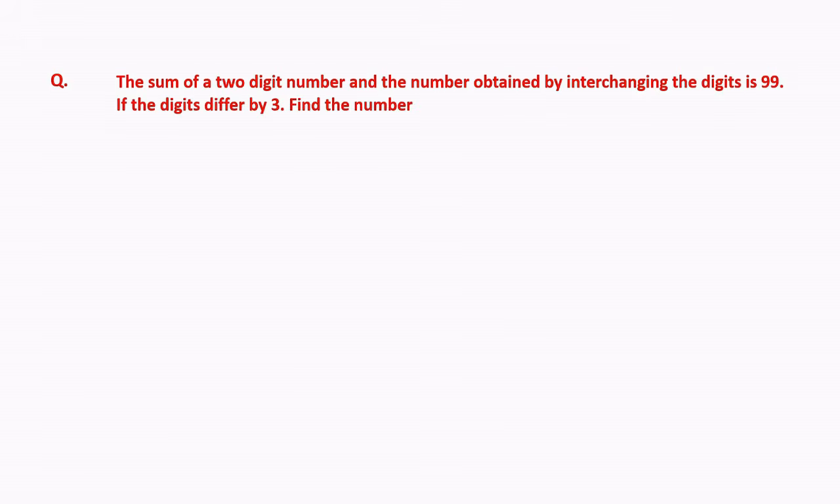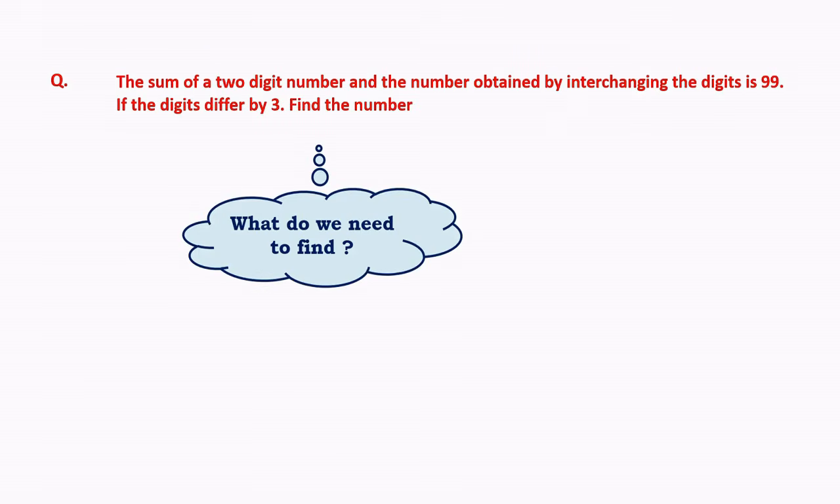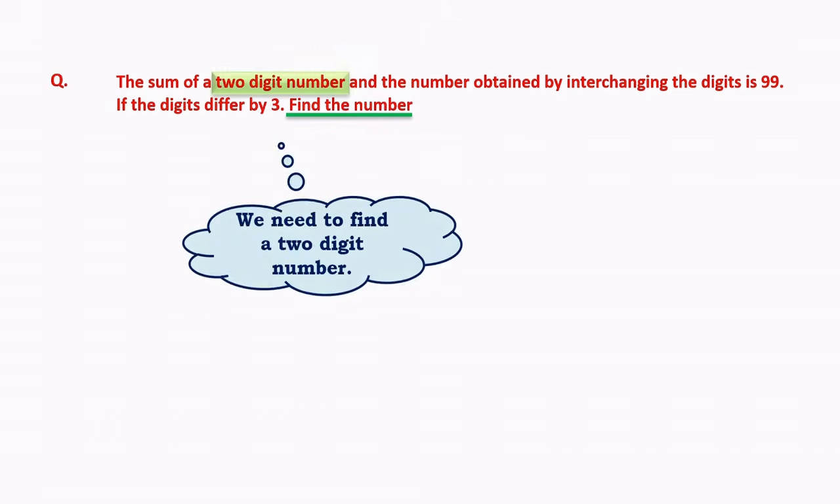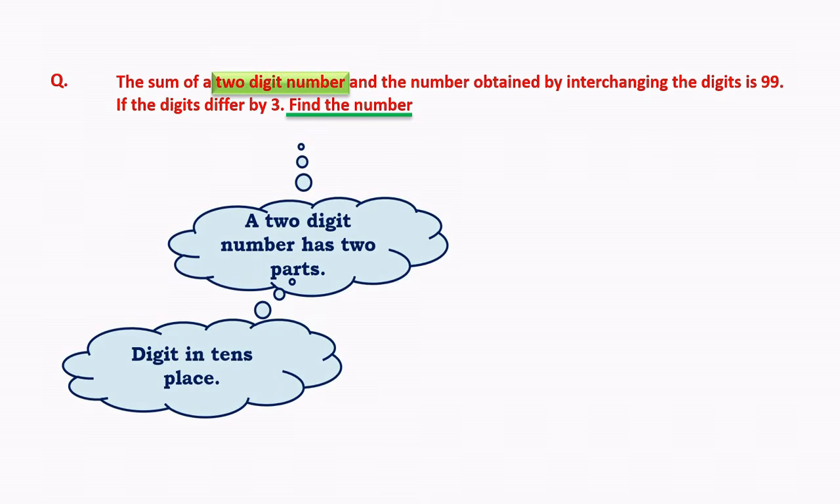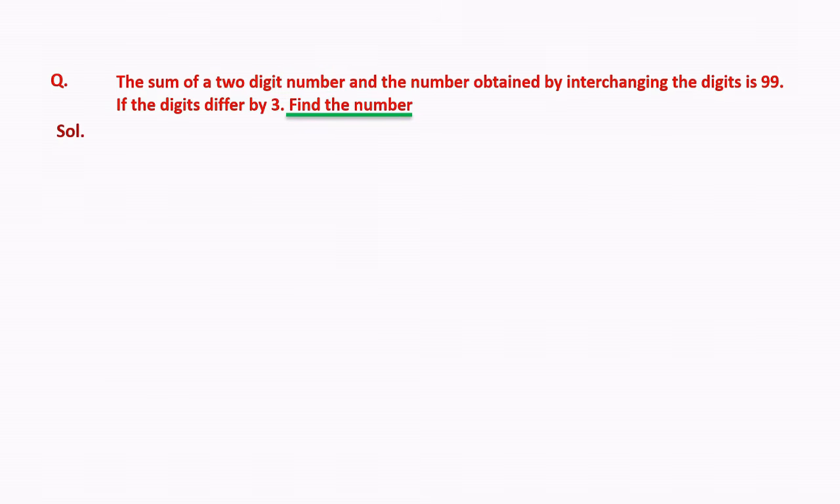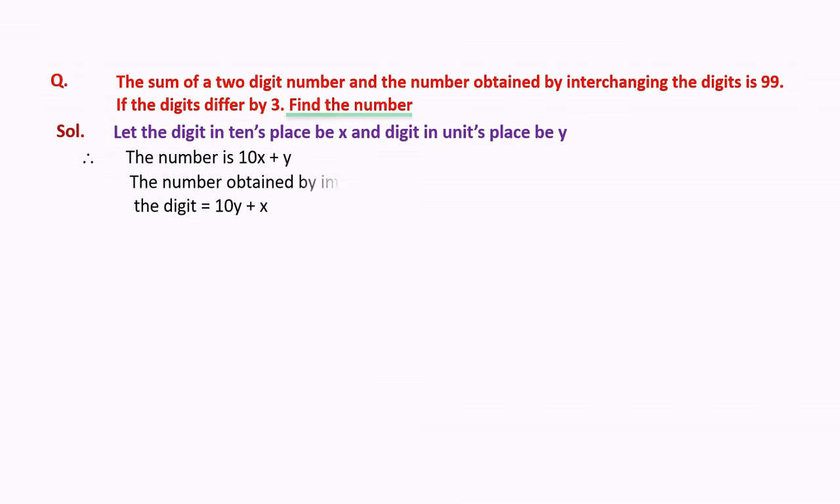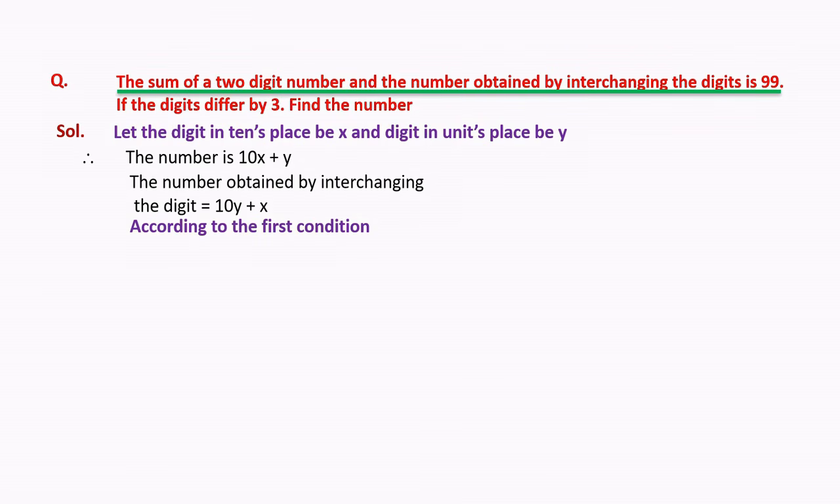Let the digit in the tens place be x and the digit in the units place be y. So, the number becomes 10x plus y. The number obtained by interchanging the digits becomes 10y plus x. According to the first condition, the sum of these two numbers is 99.